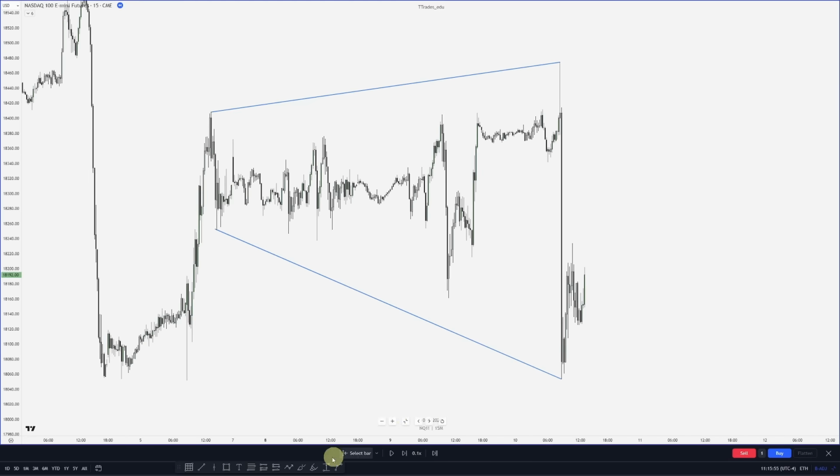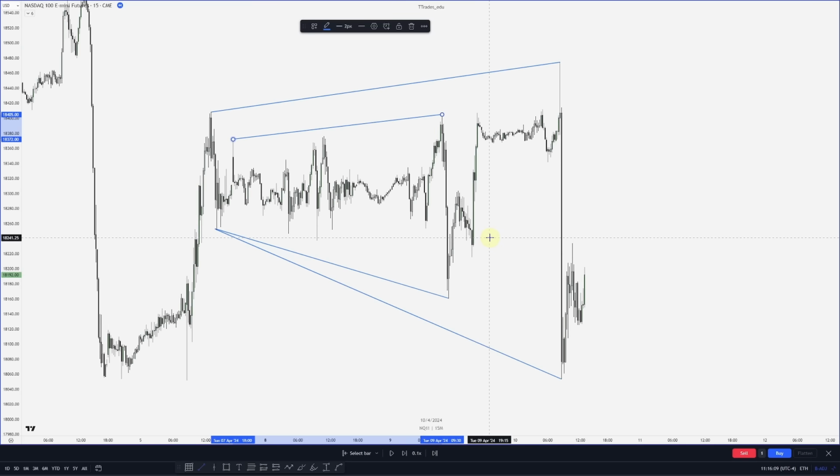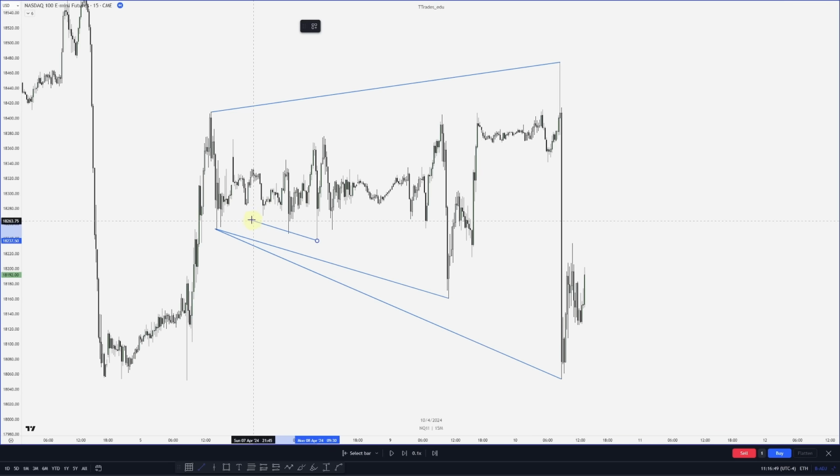Now there's also broadening formations within broadening formations. So you can see before these highs were created, what did we have? This high here took out all these to the left. These highs here took out all these to the left here. So you're going to see there's going to be broadening formations within broadening formations. And if you even look lower, you can see this low here took out all these lows to the left. So we have a broadening formation here as well as here.